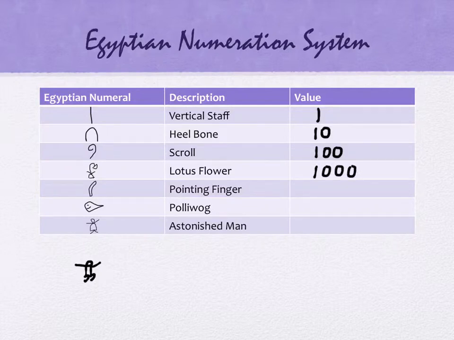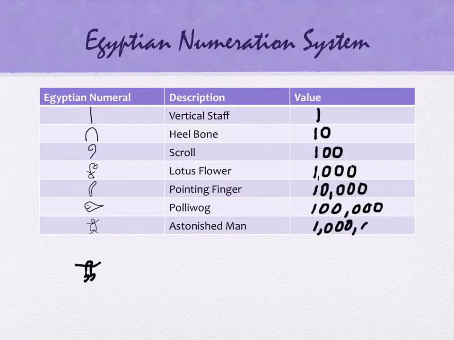Do you see a pattern? What would we do for pointing finger? It is 10,000. The pollywog? It's 100,000. And then I believe that the astonished man is astonished because he's worth 1,000,000. I mean, if I were worth 1,000,000, I would be astonished. How about you? That'd be pretty cool. So it's worth 1,000,000.